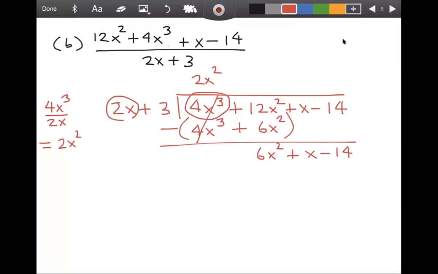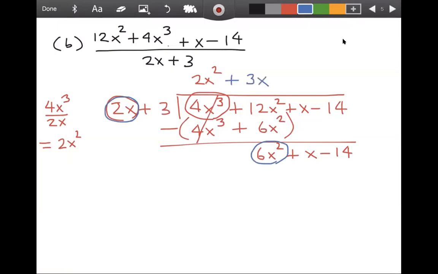All right, so that is one full cycle of divide, multiply, subtract. So now I do it again. This time I start by dividing 2x into 6x squared. 6x squared divided by 2x is 3x.